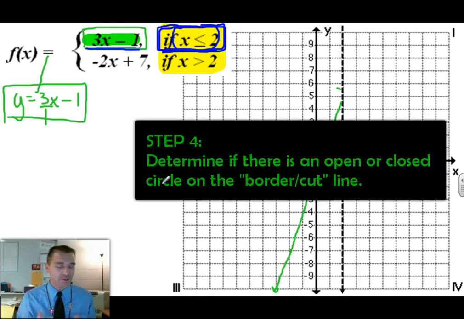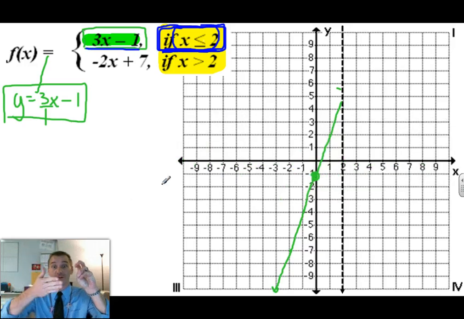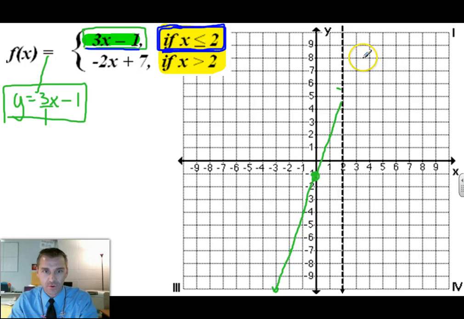Step number 4 is now you just need to determine if there's an open or closed circle on the quote-unquote border/cut line. So since I just erased this line that was over here, let me get rid of it. I need to determine, at this point right here, whether it's an open or closed circle. Well, how do I determine that? Simple as this. This symbol right here is the one that determines it.